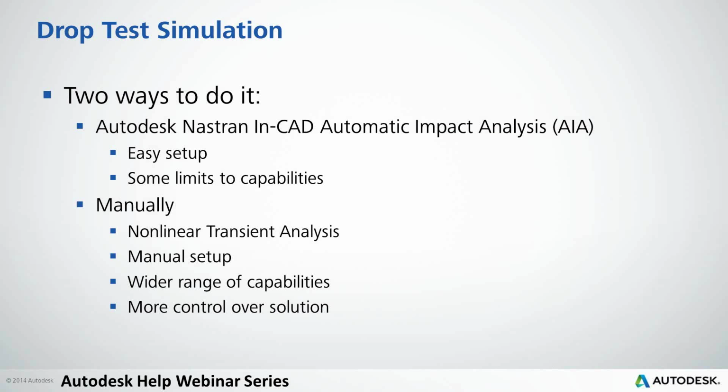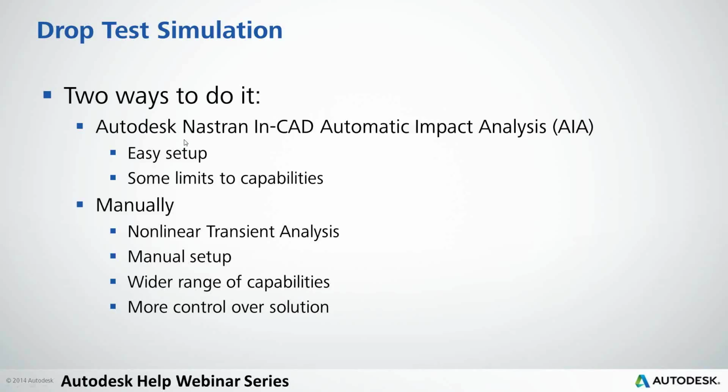So as I mentioned, there's two ways to do drop testing. There's what I'll call the automatic way, or the easy way, and it uses the Autodesk Nastran In-CAD Automatic Impact Analysis. It's a separate little menu, and I'll show you what it is and where it is. It's very, very easy to set up, but there are some limits to the capabilities and limits to what you can actually do with it. Some of those limitations we're looking at removing in future releases, but at the moment I'll talk about what those are.